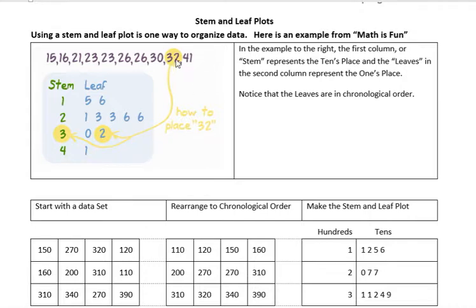You can see here, they say, how would you place the number 32 in here? 32 is represented in the 3 stem and as a 2 leaf. This value right next to it would be 30. This is 21, 23, 23 again, 26 again, and 26 again. So that's how we organize into a stem and leaf.